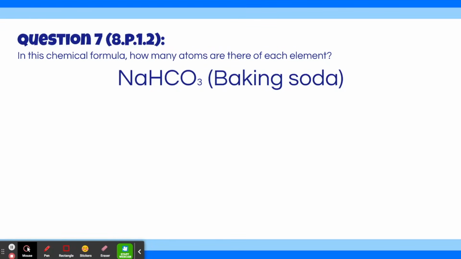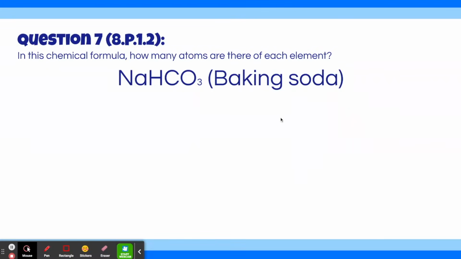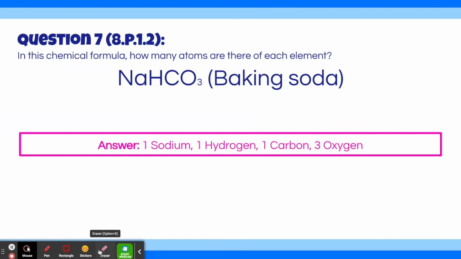Question 7. In this chemical formula, how many atoms are there of each element? And this is NaHCO3, which is the chemical formula of baking soda. The answer is 1 sodium, 1 hydrogen, 1 carbon, and 3 oxygen.